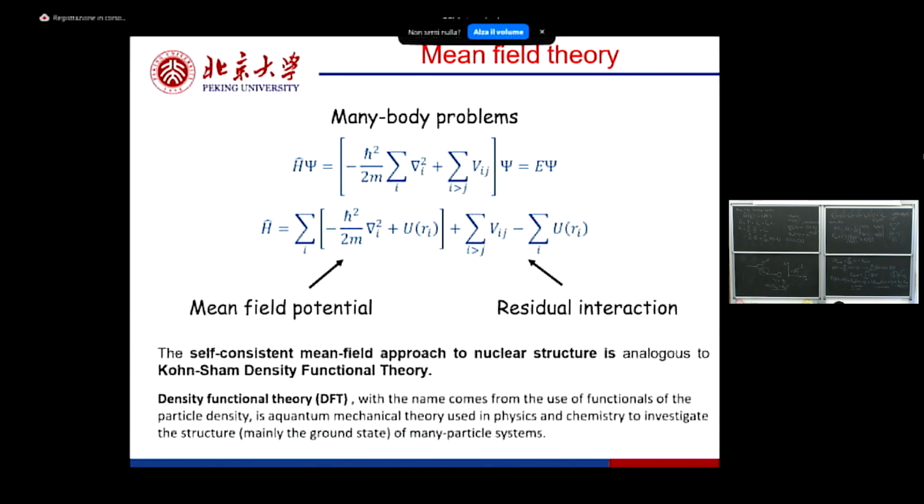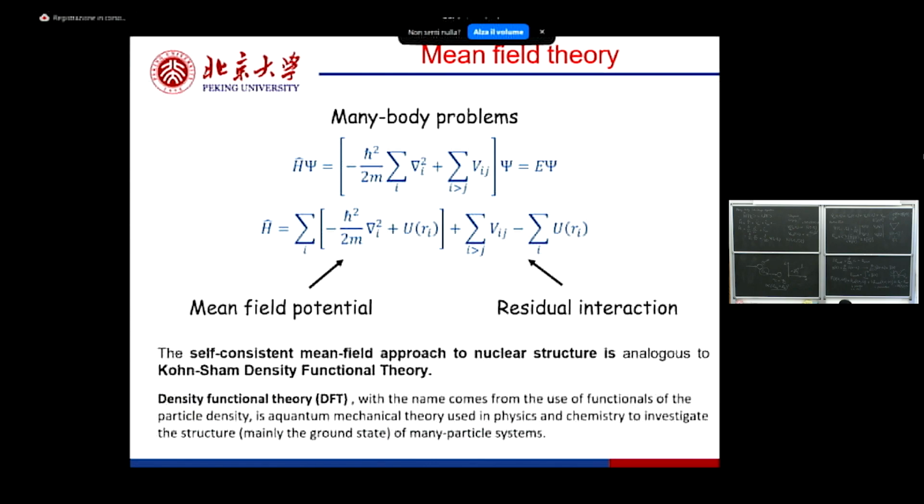So for the first generation of nuclear models, what we have done is introduce a mean potential. This mean potential, we put it here, and then the difference between the two-body interaction and the mean potential, we call a residual interaction. So in such a way, this part is what we know from Mayer and Jensen. That is the shell model. More precisely, that should be called the independent particle shell model.